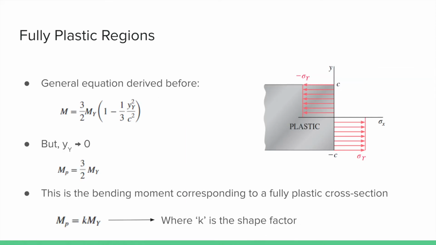So now we can use this formula to analyze a cross-section that's exhibiting purely plastic behavior. So we can take our formula and plug in a yy value of 0, and we get that MP is equal to 3 over 2 times MY, which is the max elastic moment. And we can conclude that this is the bending moment corresponding to a fully plastic cross-section. And we could take it one step further and generalize it to any cross-section. We could say that this fully plastic bending moment is equal to K times the max elastic moment, where K is called the shape factor of that cross-section.